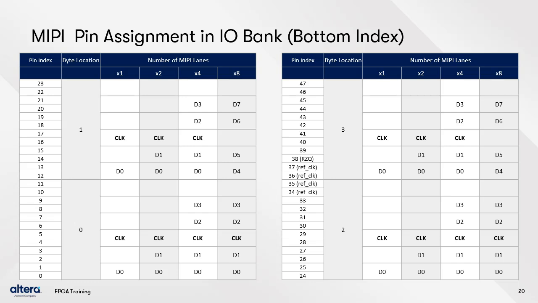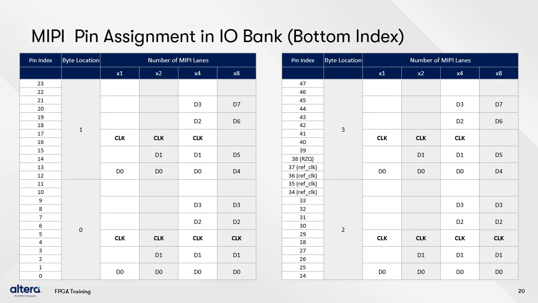Each I/O bank has 8 possible MIPI byte locations. Each byte location consists of specific pin locations for the interface's lanes, plus a separate lane for the clock. The table on this slide shows the byte locations for the 4 bytes in the bottom index subbank containing pin indices 0 to 47. For each index, you see the pins used for the by 1, by 2, by 4, and by 8 lane configurations.